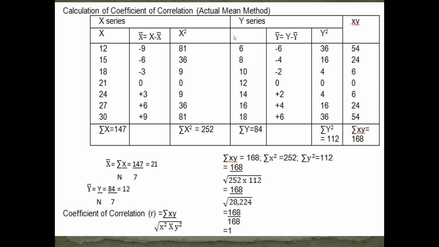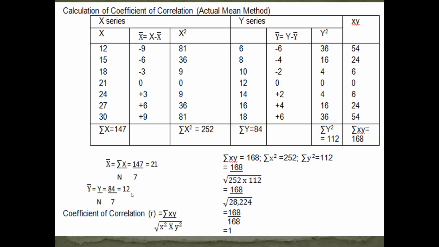Similarly, Y series: 6, 8, 10, 12, 14, 16, 18. Summation y is 84. And when 84 is divided by 7, as there are 7 observations, we are going to get the mean of y as 12.